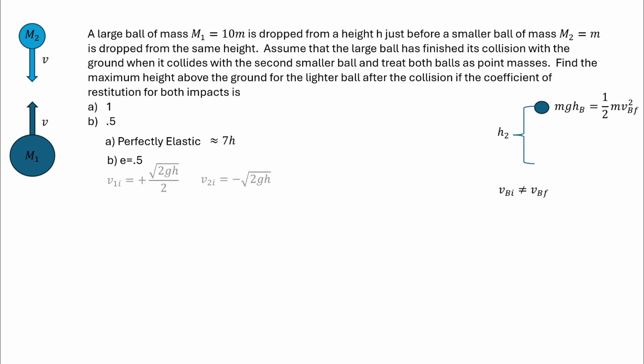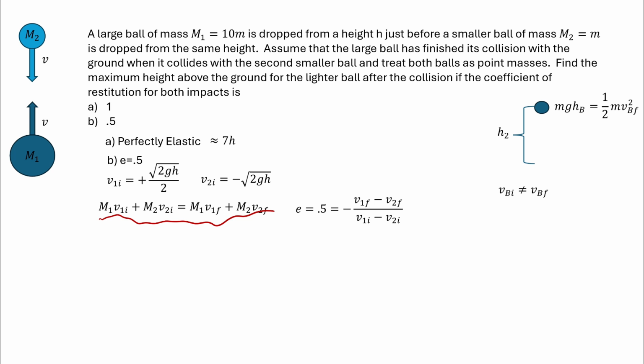ground. So I take that, I park it up here, and I say that the little ball, M2, has however much energy it had, because it hasn't had any collisions yet. Okay, now I have to do conservation of momentum. So here's my conservation of momentum equation. And here is my equation for the coefficient of restitution, which gives me a second equation because I have two unknowns again. V1 final and V2 final are both unknowns.